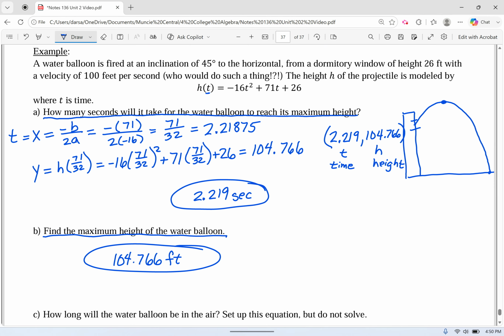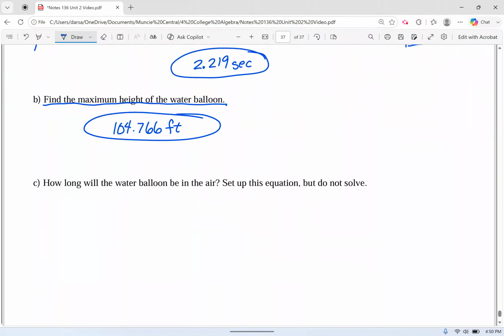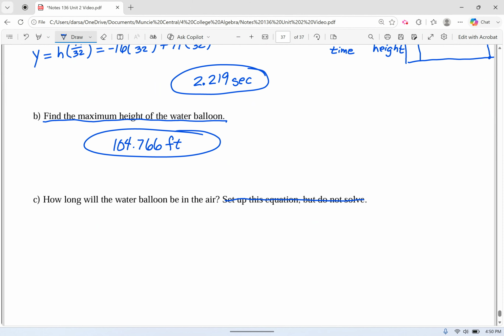So let's read this next bit and let's think about what it says. It says, how long will the water balloon be in the air? And I know it says set this up, but we are going to take a minute to solve this. How long will the water balloon be in the air? So let's think about it.